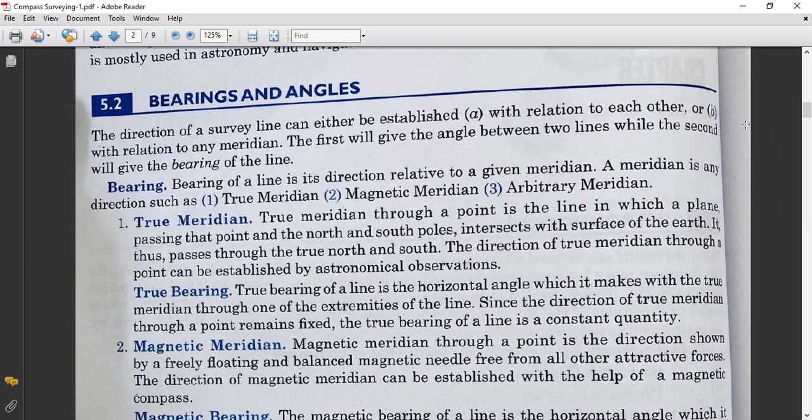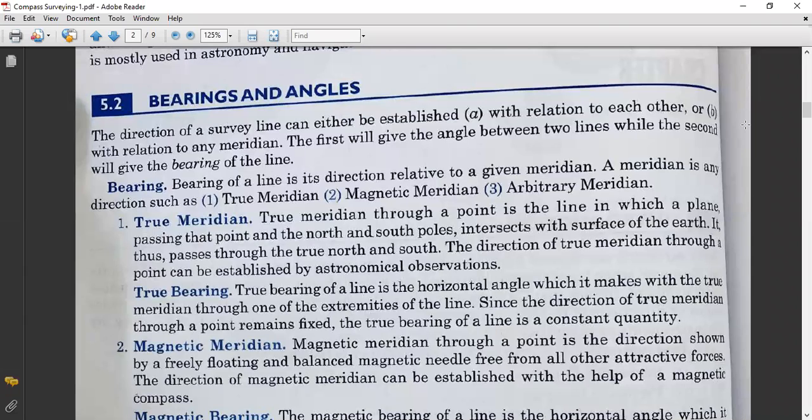Whenever we have a larger area to survey, we cannot go on measuring the angles. Why? Because if you have, say, 100 survey lines and you go on establishing the angles between the survey lines, it will be clumsy. From the 100th line, what will be the angle of separation from the first line? Calculating that will be difficult for you, right?